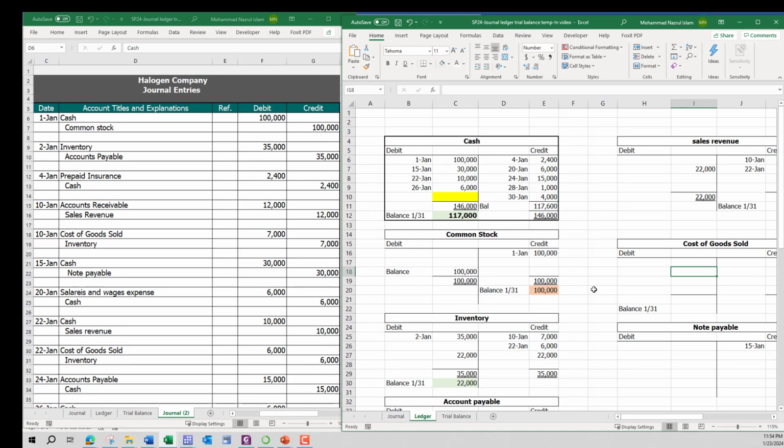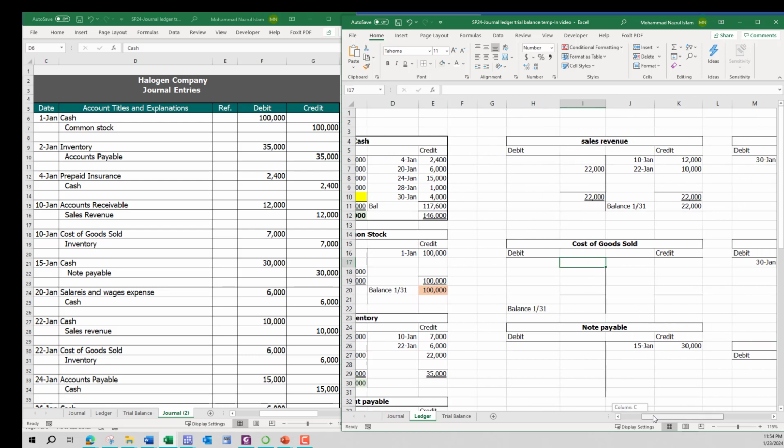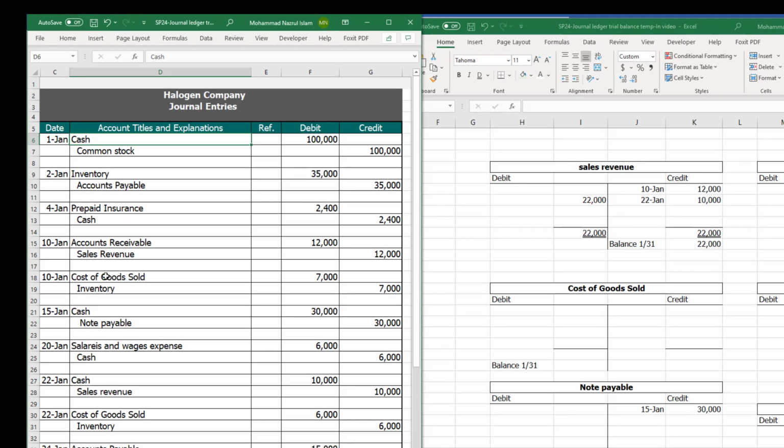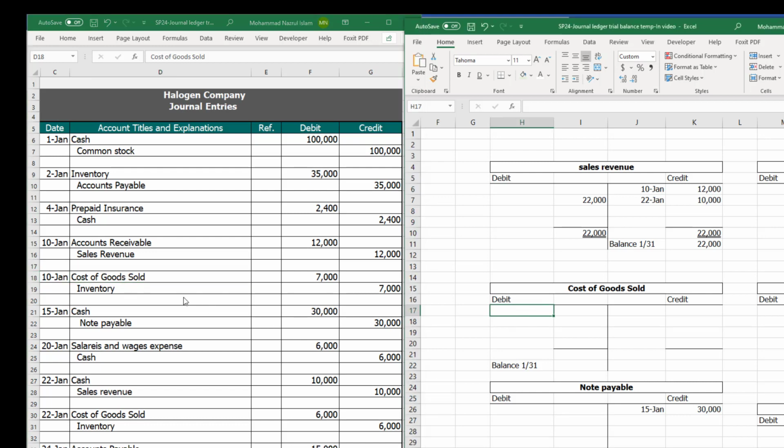Now, as I told you, I will show you how to post the cost of goods sold amount. Let's find the cost of goods sold. The cost of goods sold on January 10 is debit. So January 10, cost of goods sold is debit, 7,000 cost of goods sold, right?